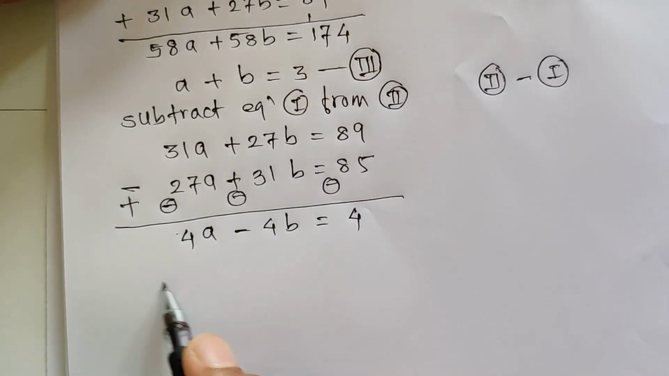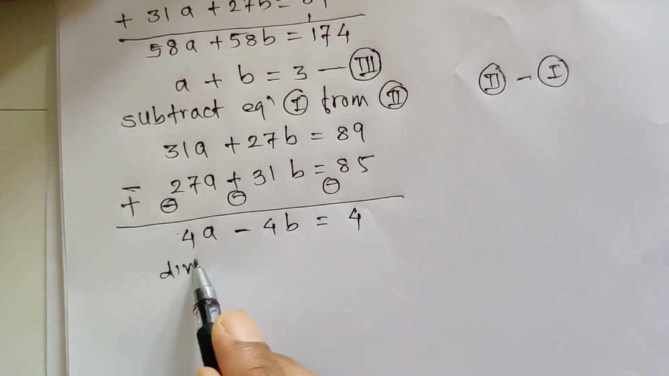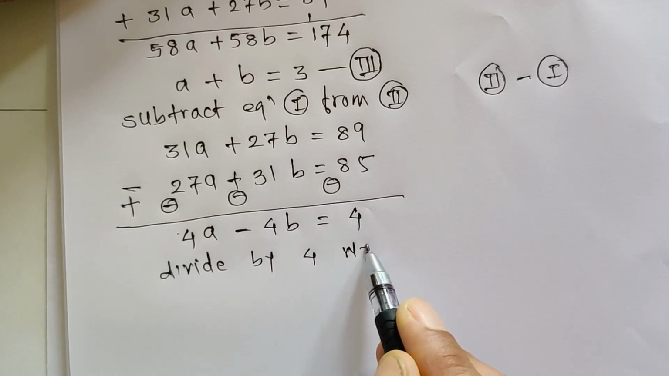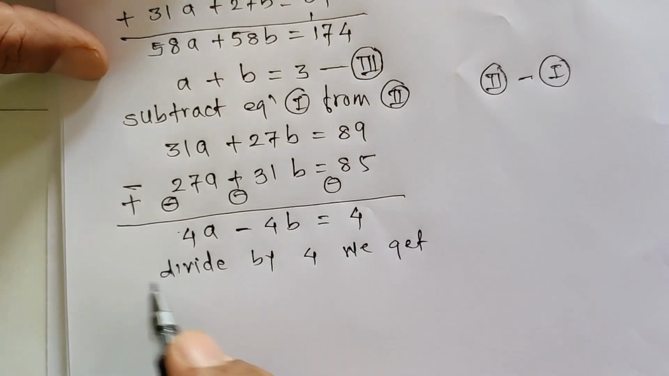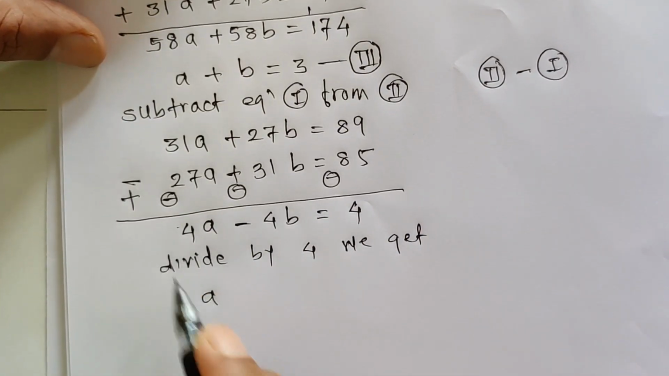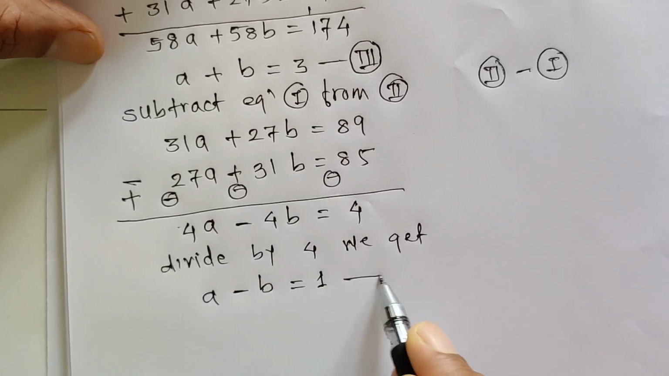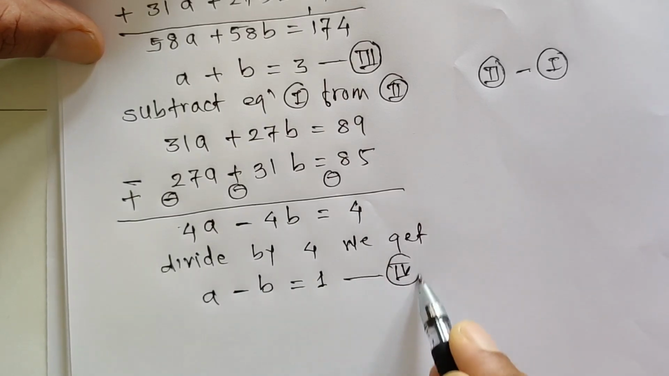Divide by 4. If we divide by 4, the 4 gets cancelled, we get a minus b is equal to 1. This is our equation number 4.